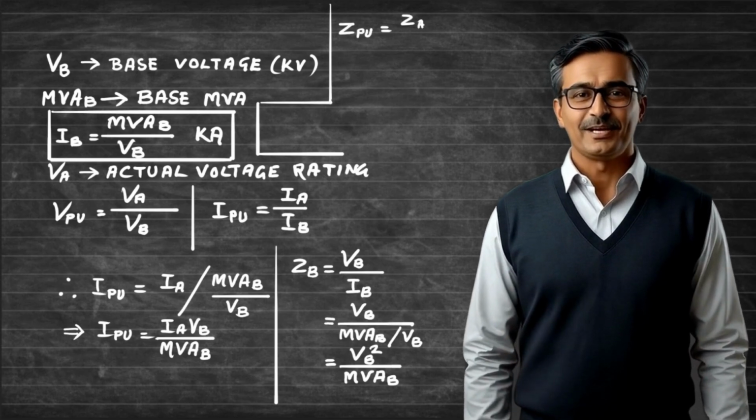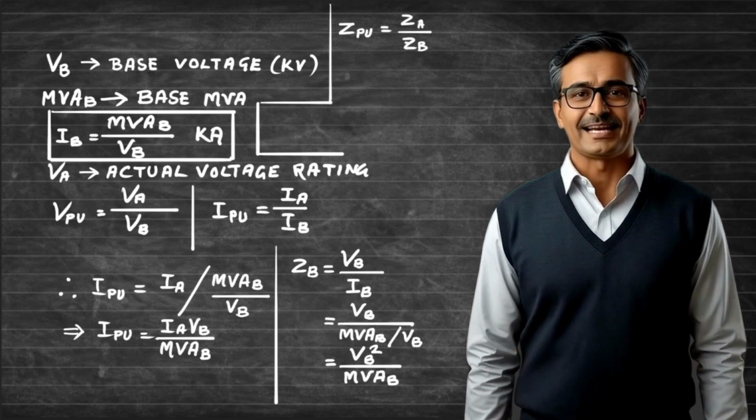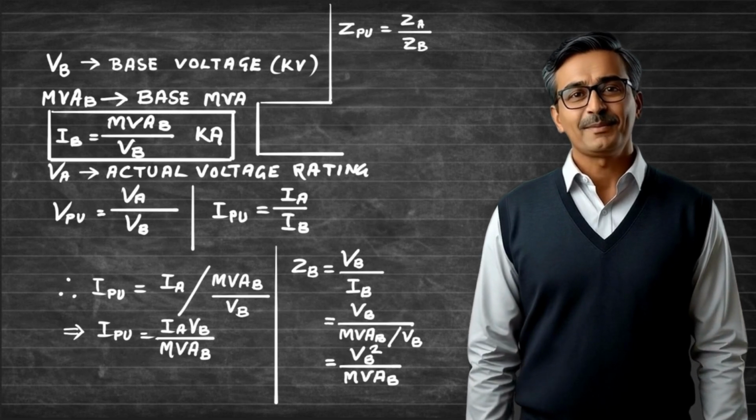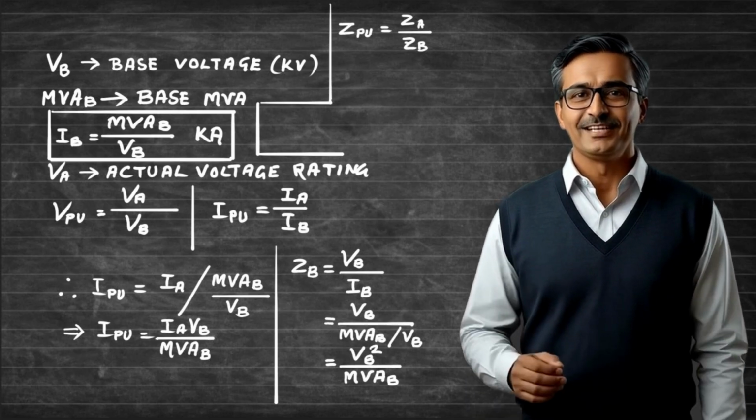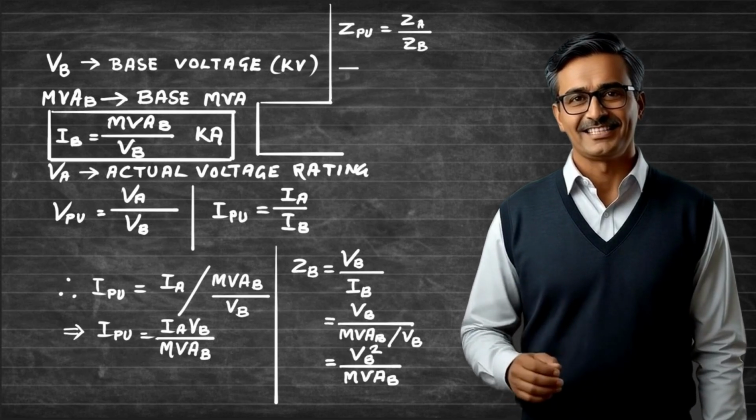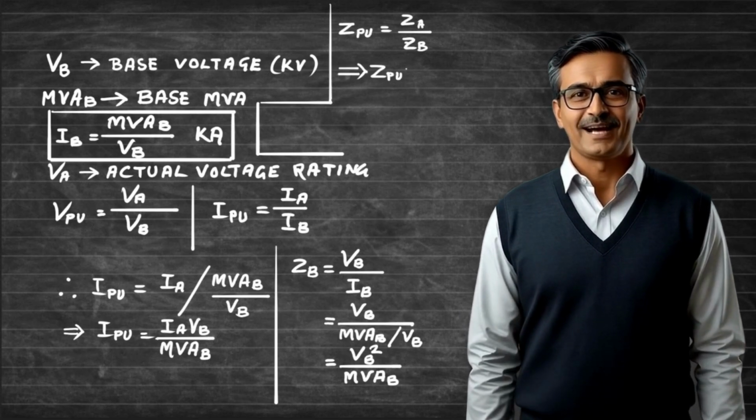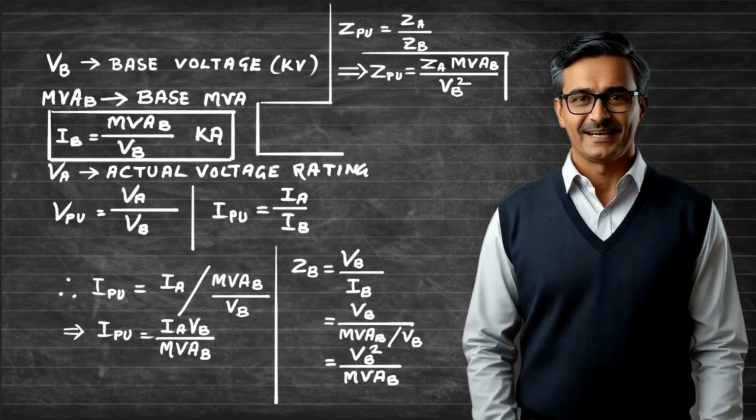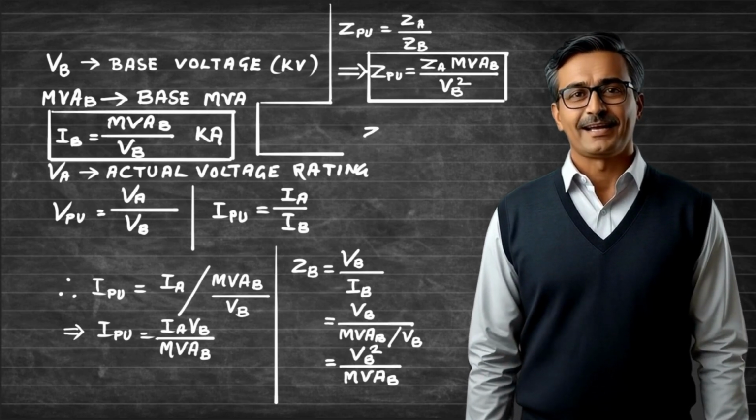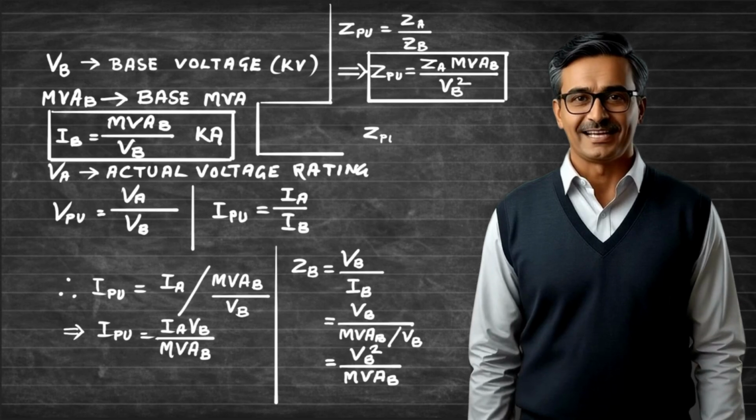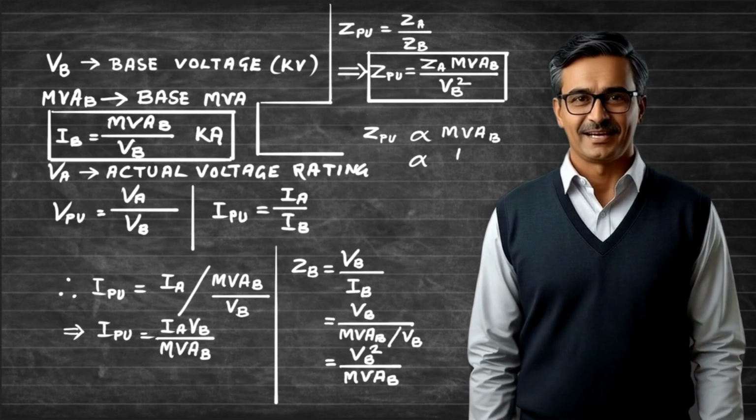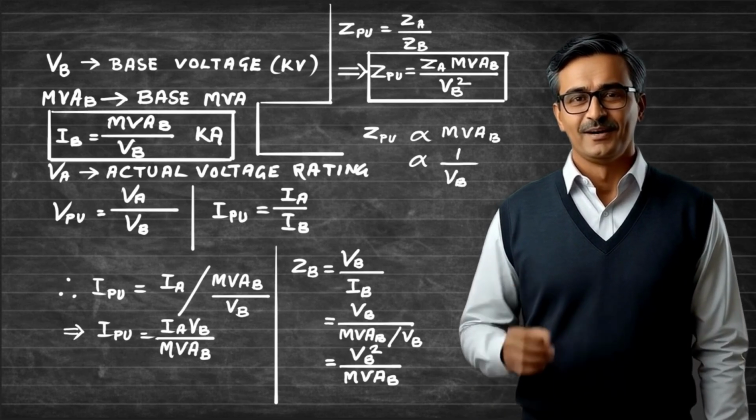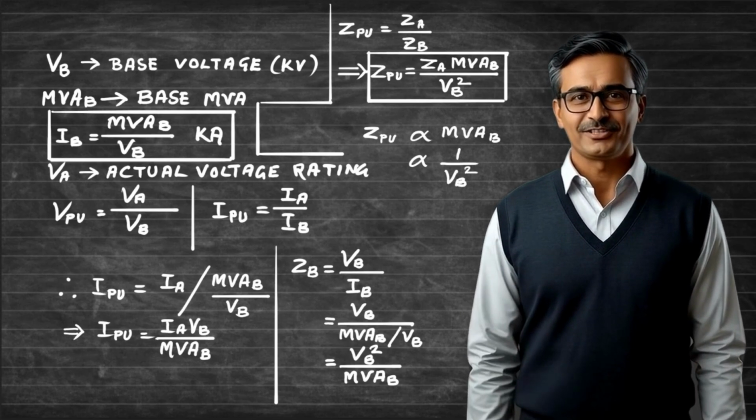Now the per unit impedance can be written as Z per unit equals Z actual divided by Z base. So Z per unit equals Z suffix A divided by Z suffix B. Substituting the value of Z base, we get Z per unit equals Z suffix A multiplied by MVA suffix B divided by V suffix B square. This means that the per unit impedance is directly proportional to the base MVA and inversely proportional to the square of the base voltage in kilovolts.